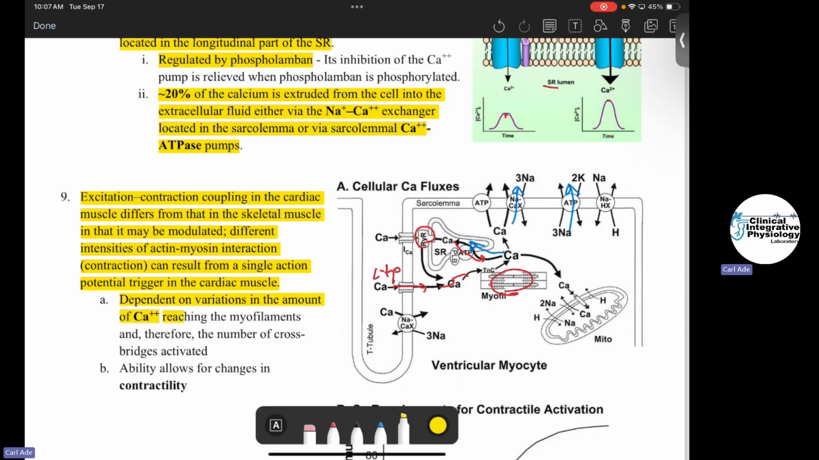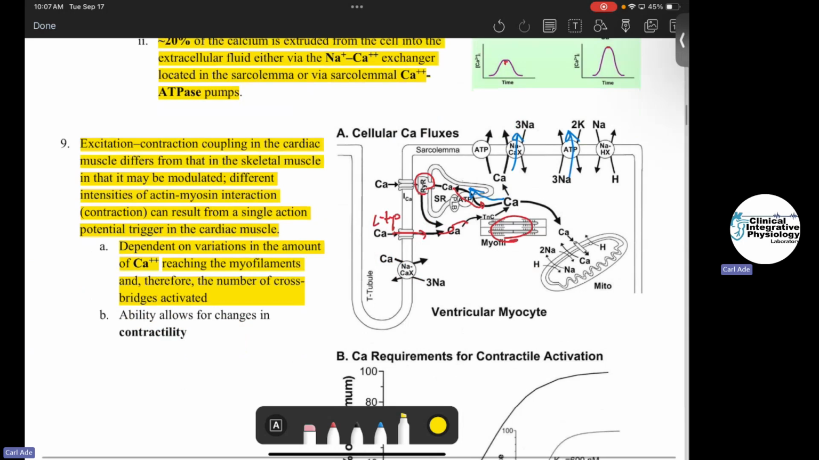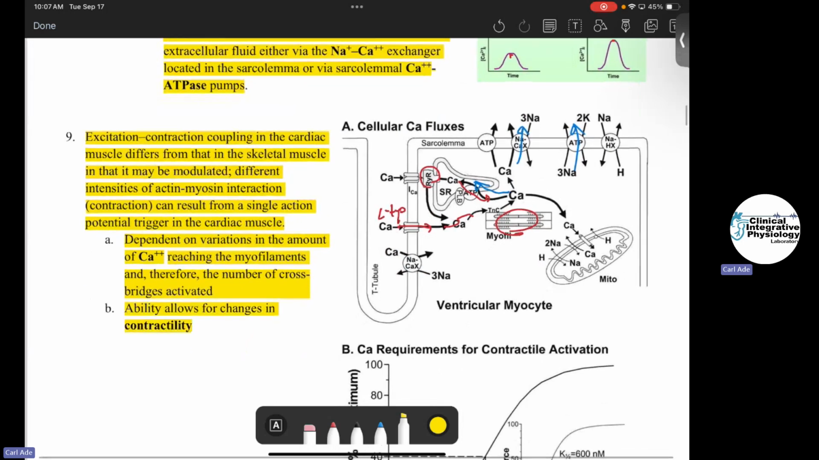This is all dependent on how much calcium reaches those myofilaments and activates the cross bridges. This is what allows us to change that contractility that we're going to really focus on. Contractility is critical because it's one of the most commonly used markers of true cardiac performance.